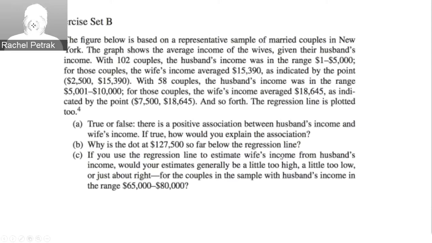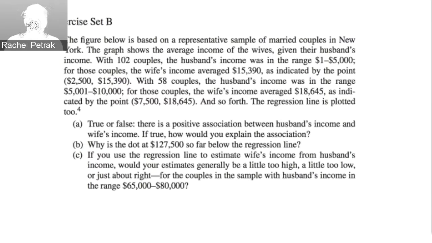And we're going to look specifically here at the dot at 127,500. Why is it so far below the regression line? Well, we've got here an outlier, a unique situation. So maybe we have a husband who has a very lucrative job, and a wife who maybe only works part-time. So there's a logic here to explain why that dot is so far below.